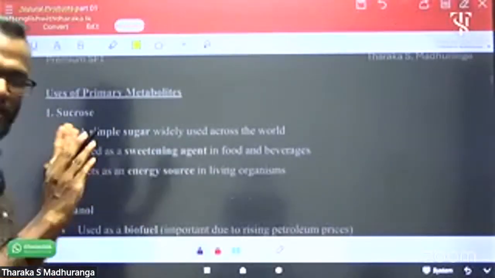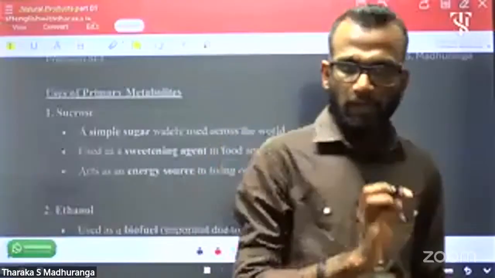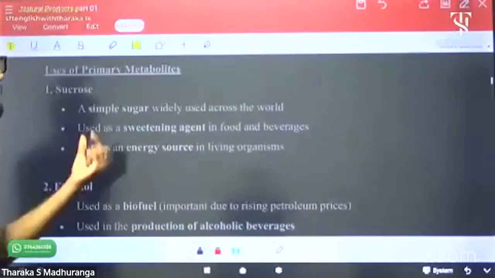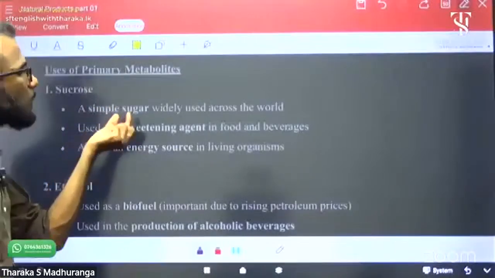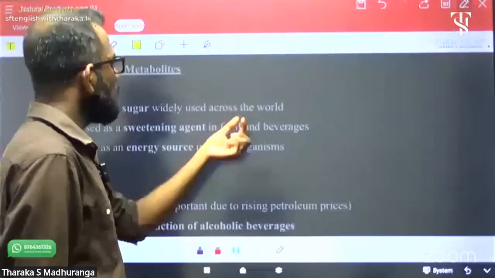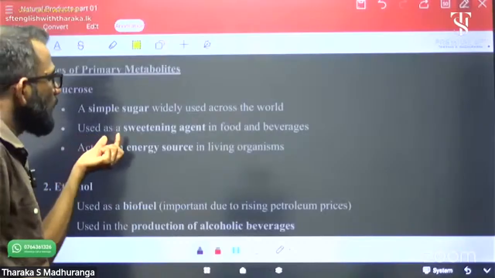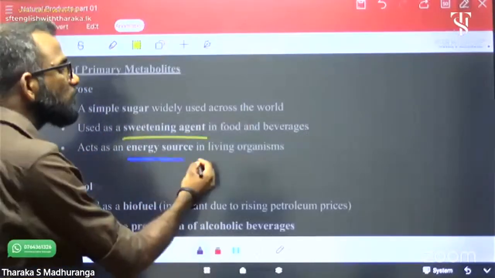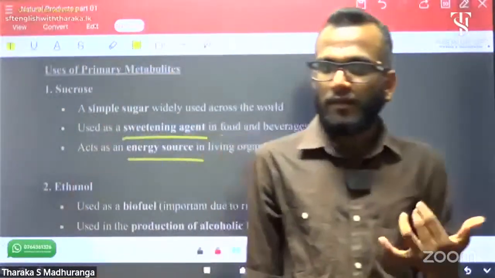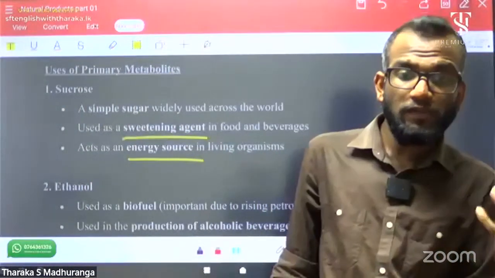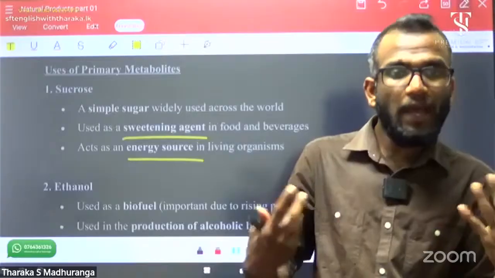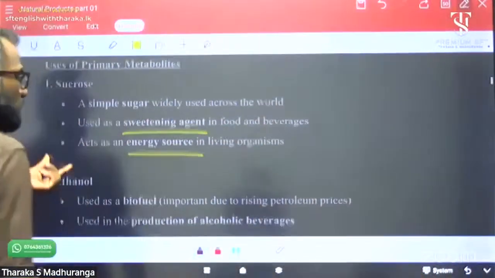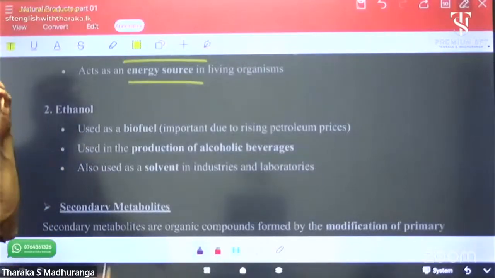Okay, actually in this lesson we are not going to discuss primary metabolites. We already discussed that, and I have given a summary. Sucrose is a simple sugar widely used across the world as a sweetening agent, and acts as an energy source of living organisms. Without sucrose, plants or animals cannot live or fulfill the above requirements.